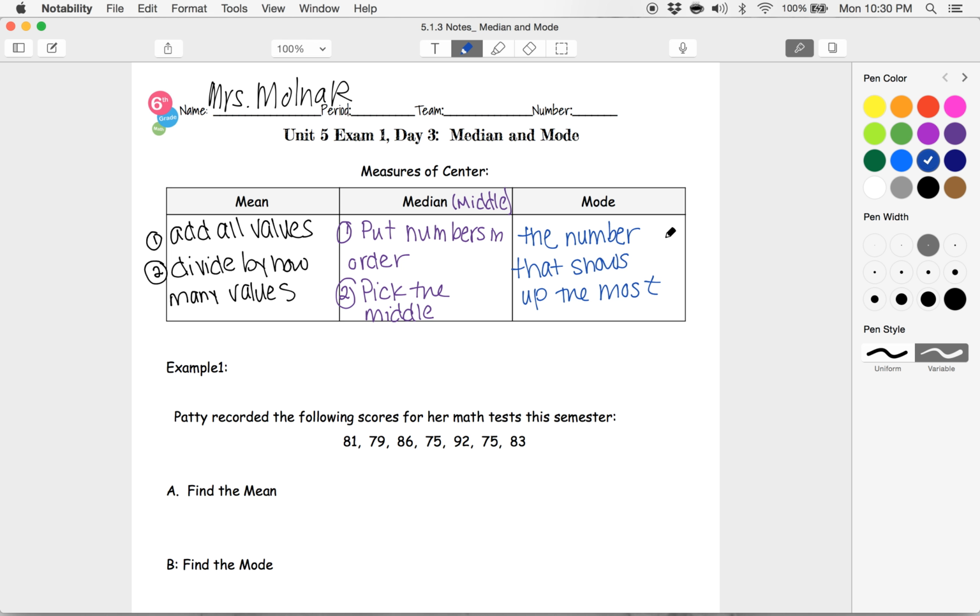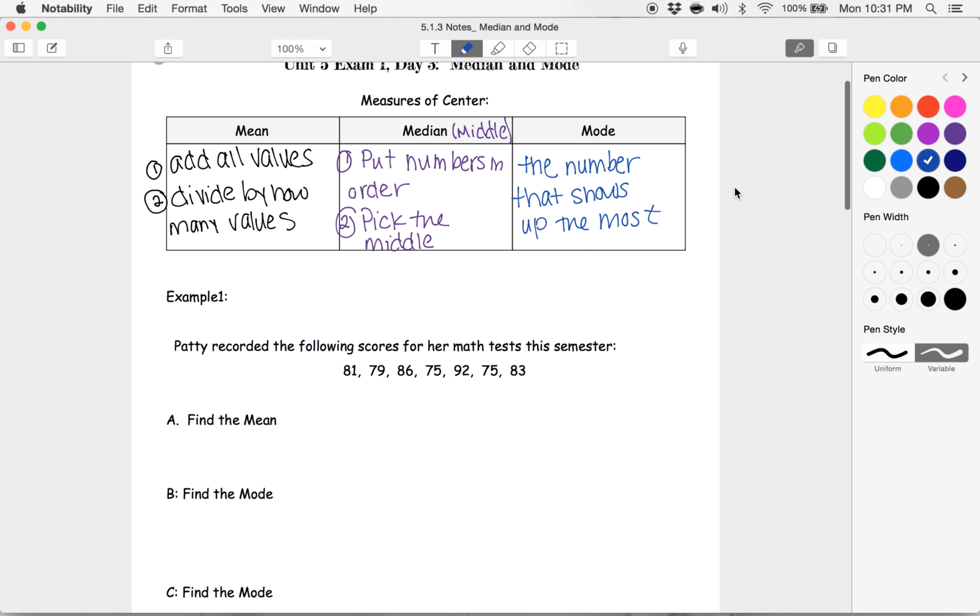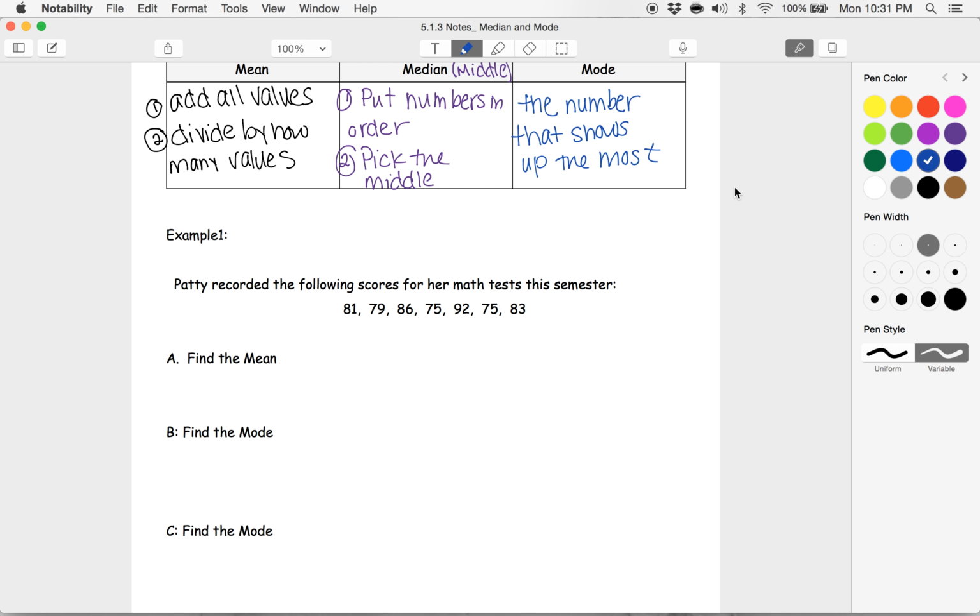Take a moment to look through those and make sure that you understand. If not, raise your hand and ask a question. This would be a good time to clear up anything that looks a little confusing to you. And if you're good to go, let's take a look at example 1.